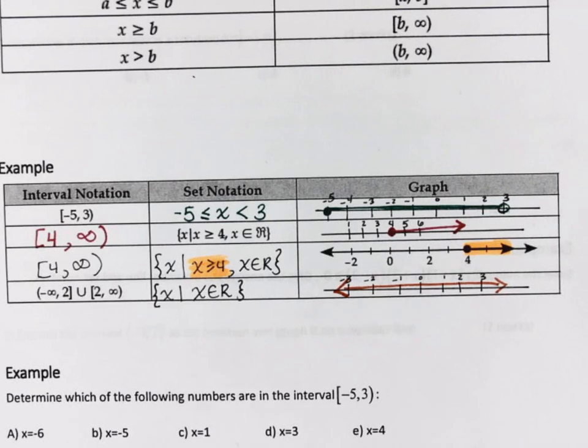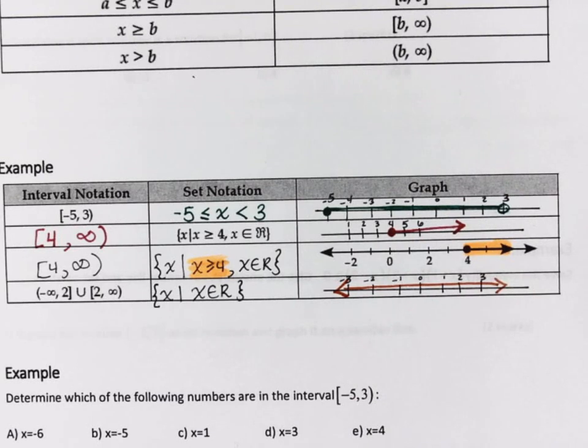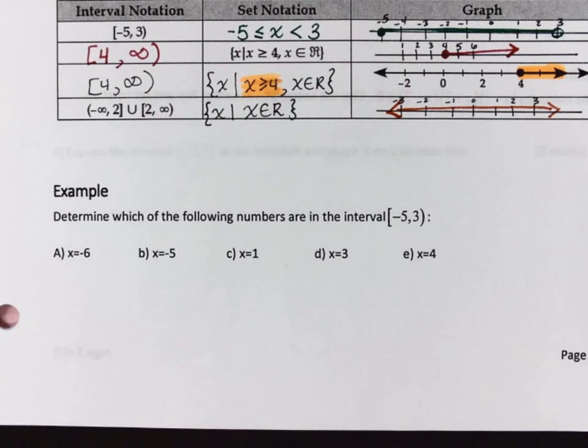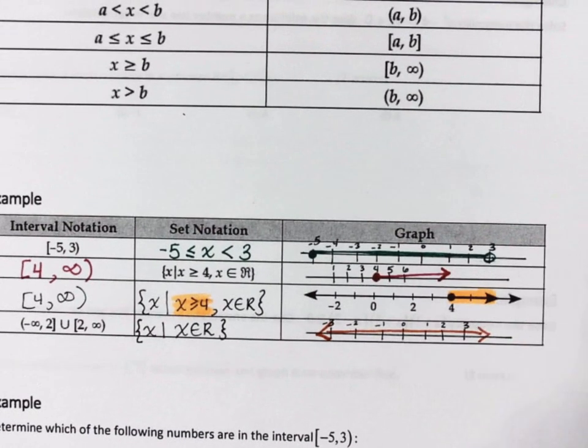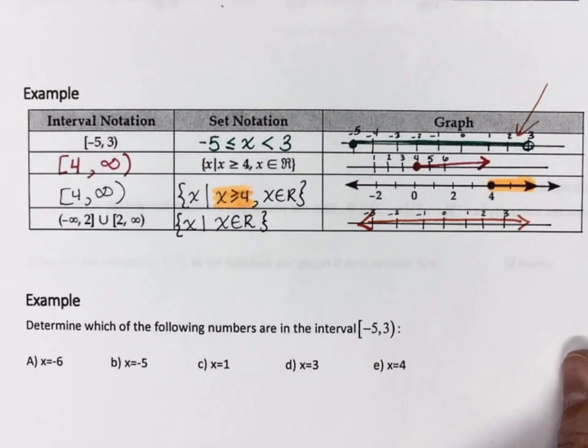Okay. So really that's grade 9, putting it on a number line, that's grade 9. Okay, so super easy. Determine which of the following numbers are inside the interval -5 to +3. So really, it's that graph right there.